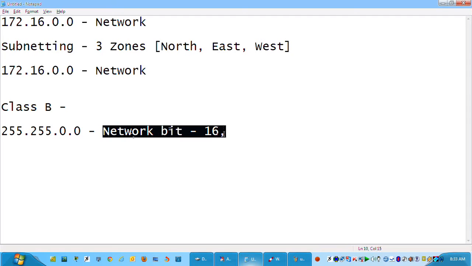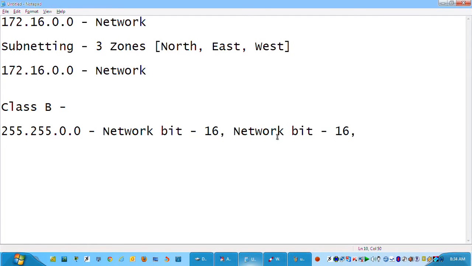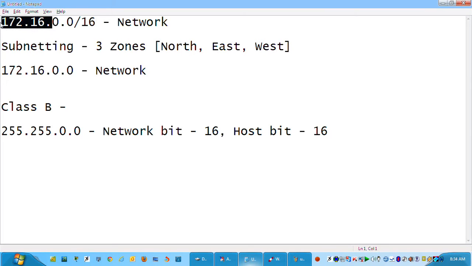So since the first 16 bits are set to 1, this is 255.255.0.0. We need to concentrate on the later 16 bits, because we have to do subnetting depending on this particular 16 bits. If I write the CIDR notation, I write this as /16. That means the first 16 bits are fixed, you don't have to think about the first 16 bits. The later 16 bits you have to work out.